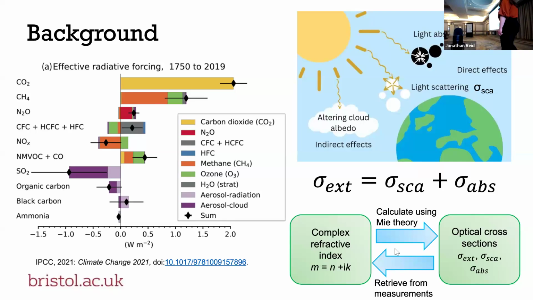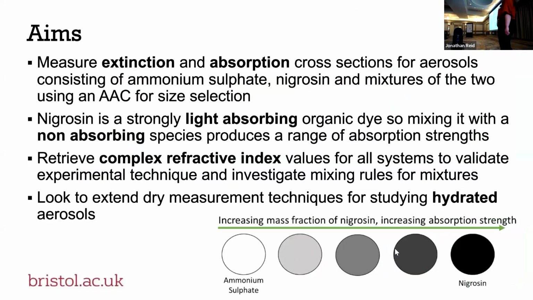So we really need to improve our understanding more to help improve climate models and to understand how we affect radiative forcing. So the aims of my project were initially to look at dry aerosol particles, to measure the extinction and the absorption cross-sections of these. And I looked at ammonium sulfate and nigrosin and also mixtures of the two of these. And I used an AAC for size selection by aerodynamic diameter.